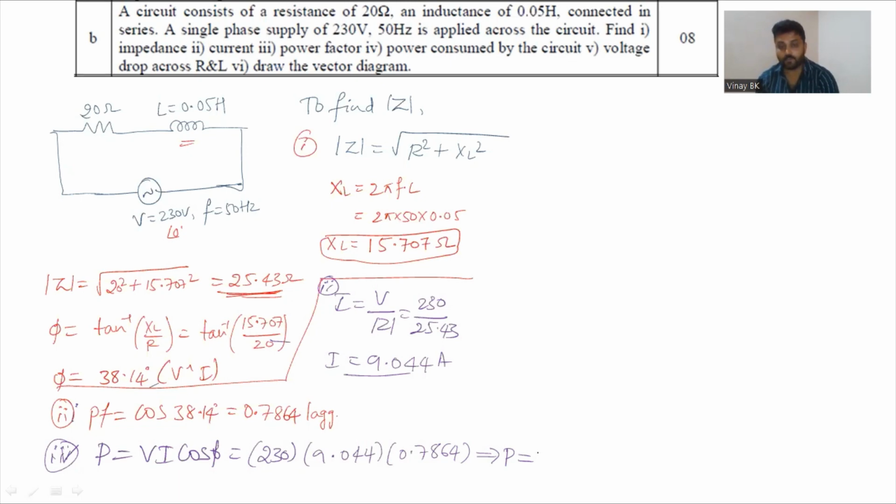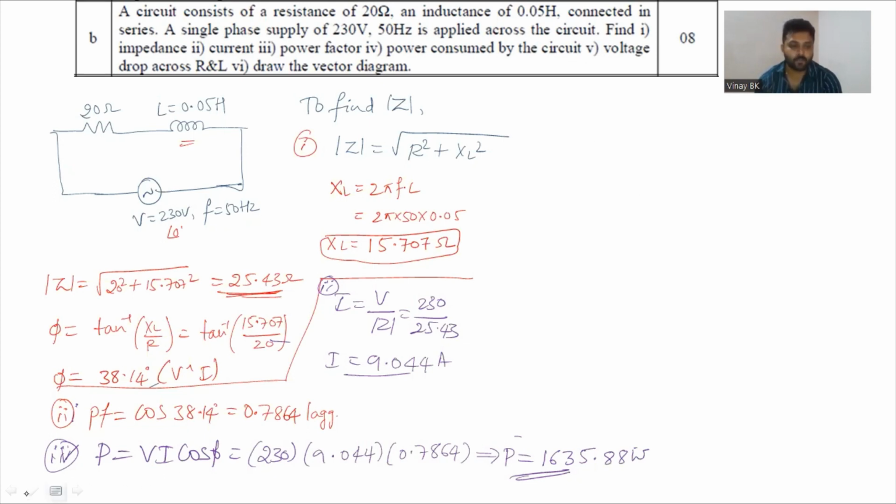So you can get power P equals 230 into 0.7864. You get 1635.88. You just verify the answers. If there is a wrong answer, please write in the comment box. 1635.88 watt power. Next, fourth point finished.